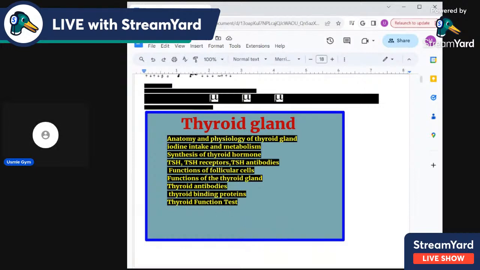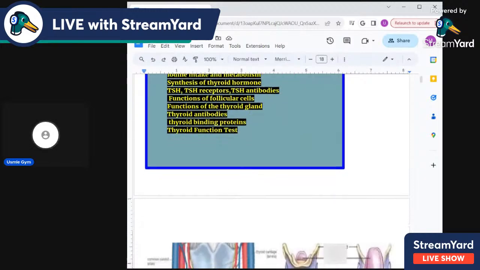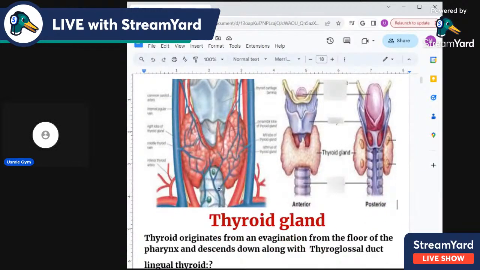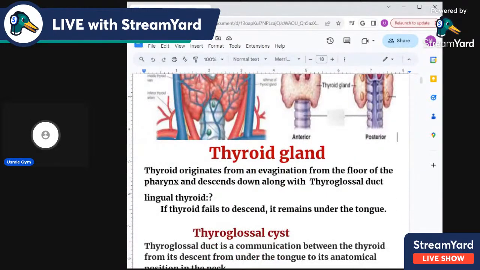So let's start with it. And here it is. I told you the thyroid descends from under the tongue to its position in the neck. If it fails to descend, then it remains under the tongue, and that's known as the lingual thyroid.